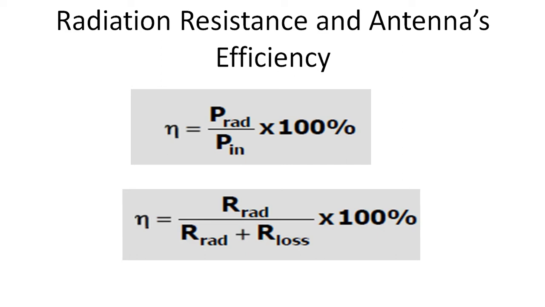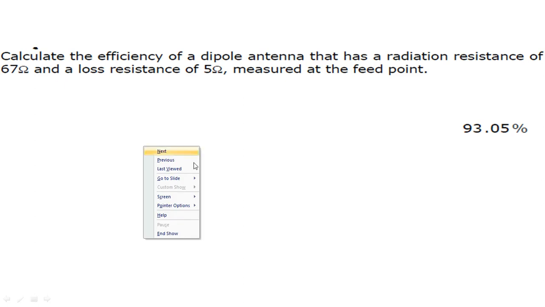Okay, the next characteristic is called radiation resistance and antenna's efficiency. Antenna's efficiency in terms of power is equal to radiated power divided by the input power times 100%. In terms of radiation resistance naman, it is the radiation resistance divided by the sum of the radiation resistance plus the loss resistance, times 100%. Okay, so let's solve a simple problem.